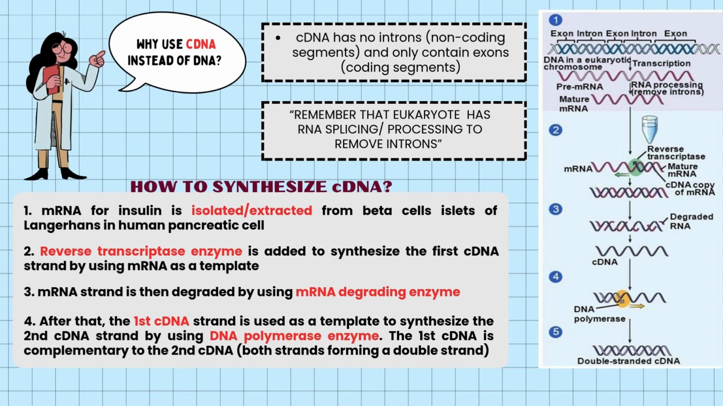First, mRNA for insulin is isolated or extracted from beta cell islets of Langerhans in human pancreatic cells. Second, reverse transcriptase enzyme is added to synthesize the first cDNA strand by using mRNA as a template. Third, the mRNA strand is then degraded by using an mRNA degrading enzyme. After that, the first cDNA strand is used as a template to synthesize the second cDNA strand by using DNA polymerase enzyme. So, we will now have both strands forming a double strand, which is complementary to each other.